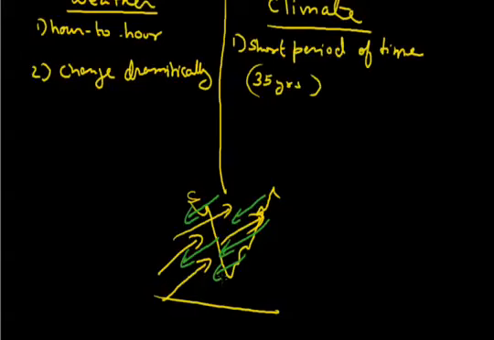So the major difference between the climate and weather is that weather is for hour to hour or day to day changes, while climate is for a long period of time, where scientists are taking data for the last 35 years and then they declare the climate of that particular area.